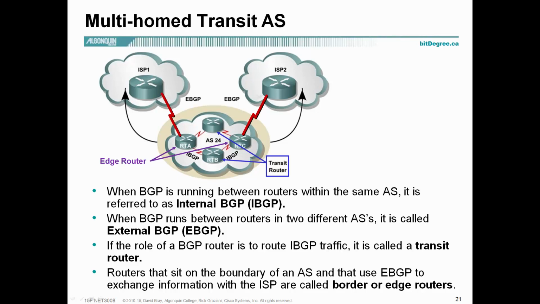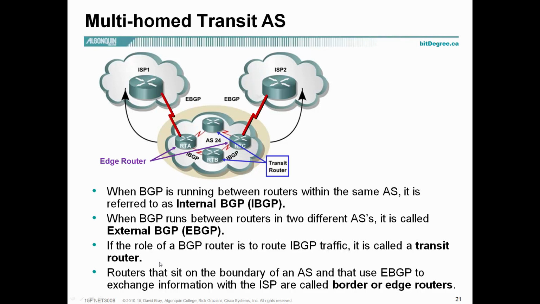So still on this particular topology, when BGP is running between routers inside your AS in order to pass those routes along, then it's referred to as internal BGP or IBGP. When you've got BGP running between routers outside your enterprise, so from different AS numbers, then we call that external BGP or EBGP.